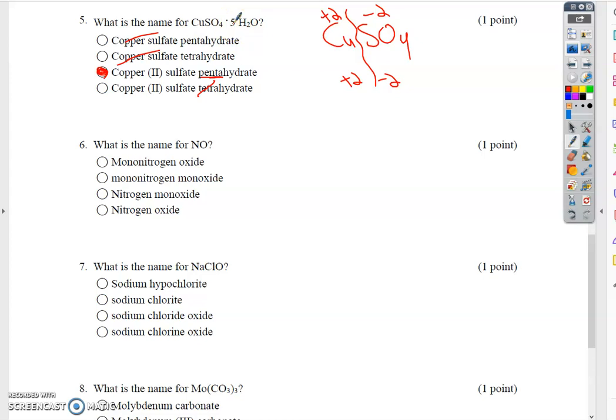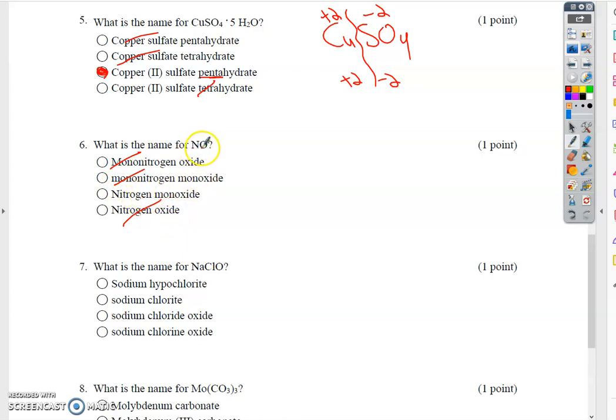Which the next one is. What is the name for capital NO? So this is a covalent compound, 2 nonmetals. So that means we're going to need some prefixes here. So there's no prefixes, so that one I can cross out right away. Now there is only one nitrogen, but you never start off with mono. So both of those are out, but we could just check this to make sure.